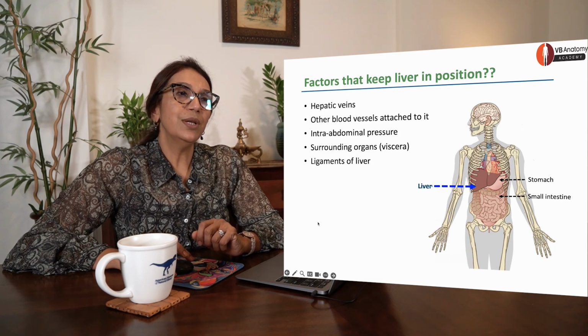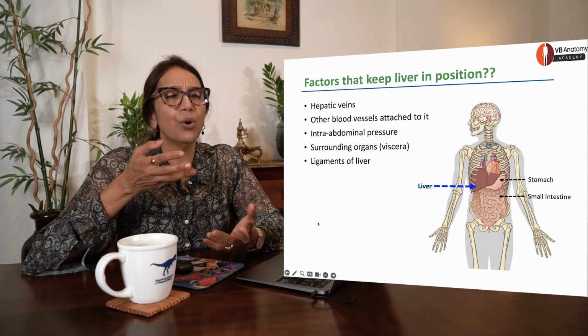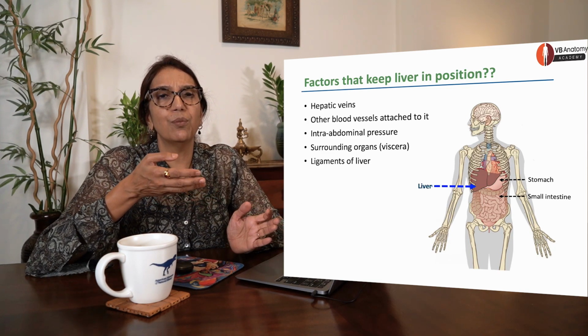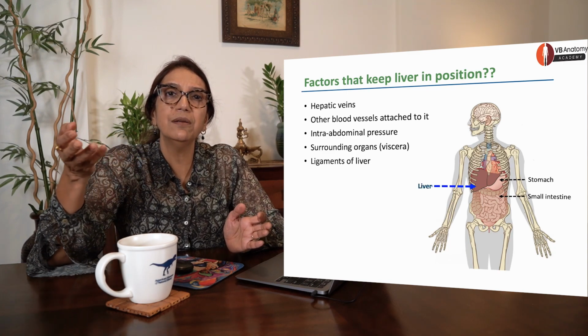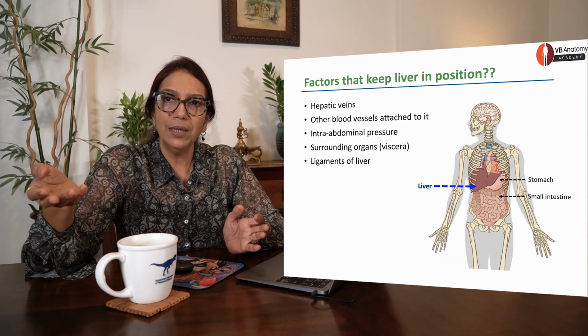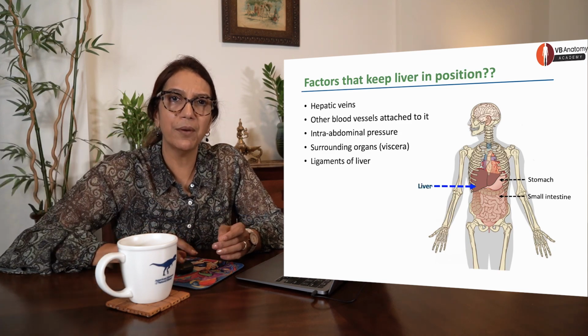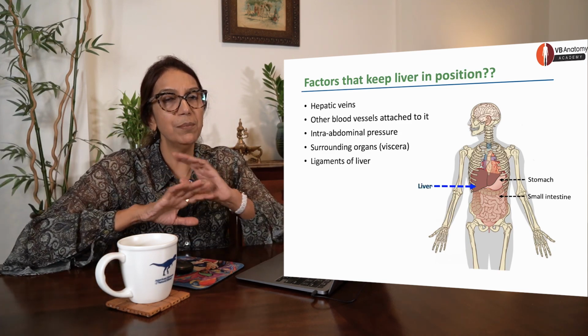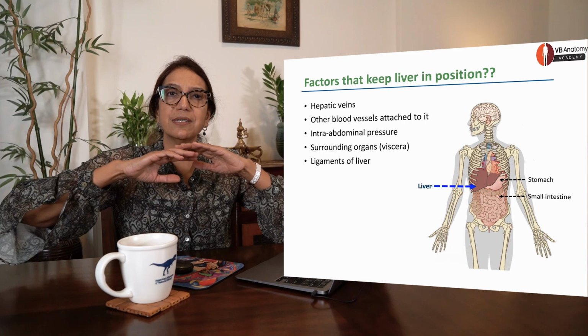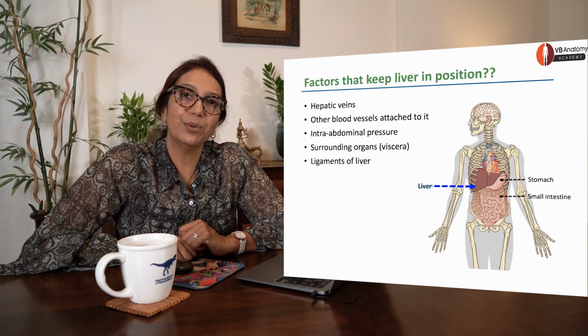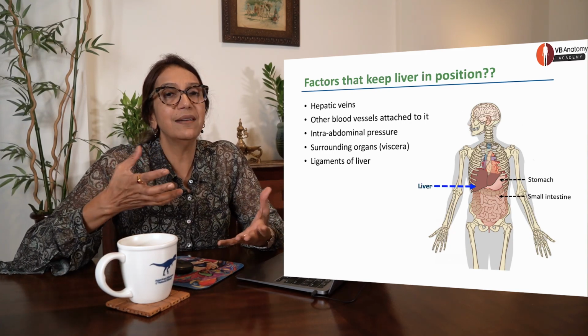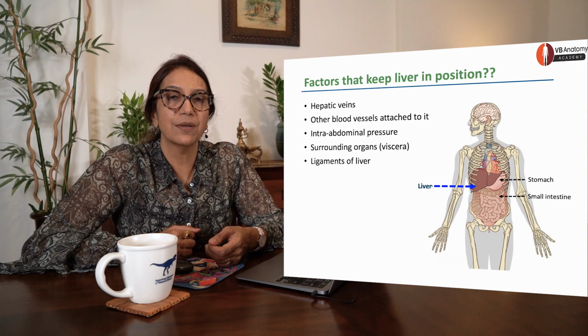So now we come to the last question. Such a heavy organ, I just told you it weighs more than 1,800 grams in an adult human being. 1,800 grams is a little difficult to carry flying in the abdomen, right? It is not resting on any bone. It's actually stuck to the diaphragm. How does it do that? What are the factors that keep your liver in position?